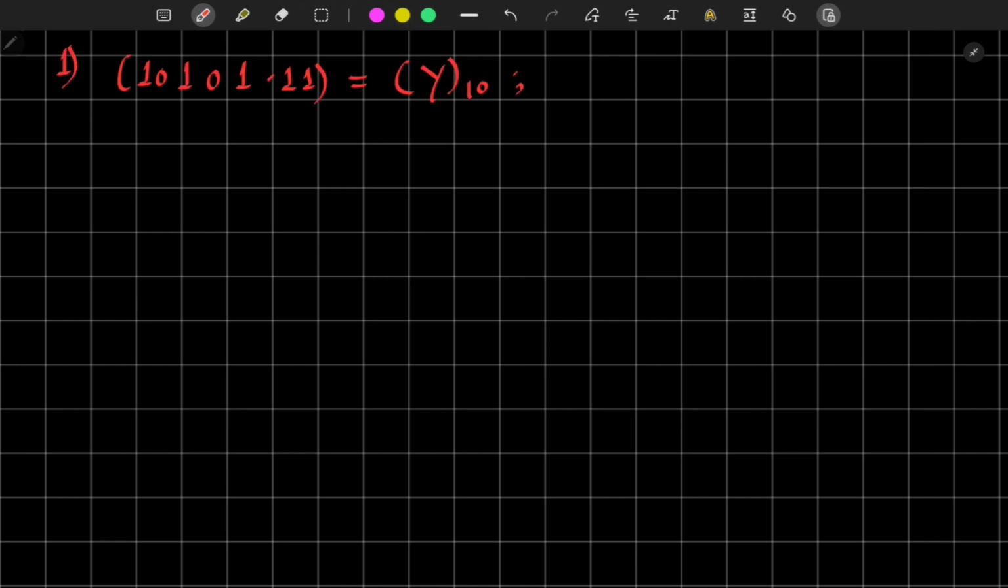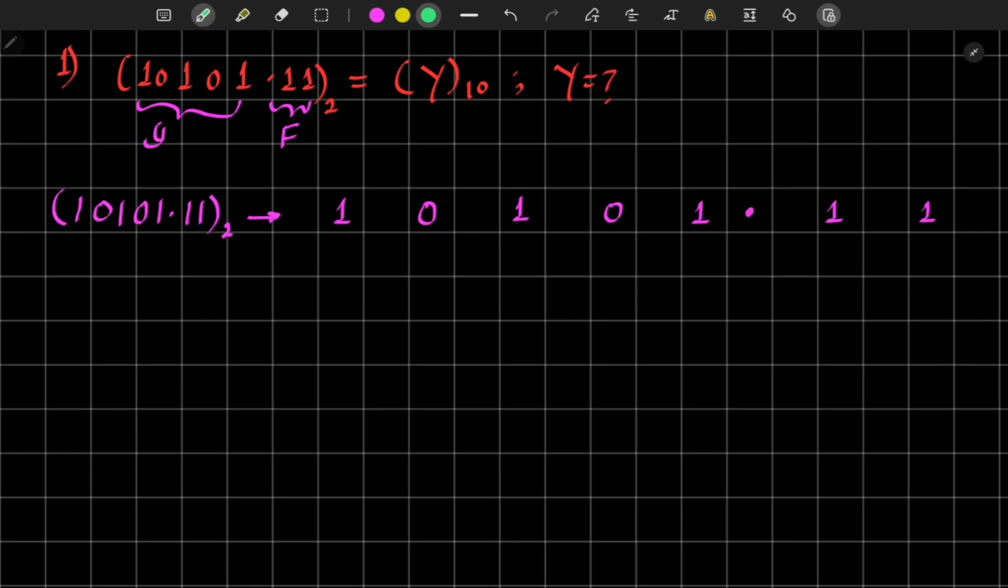The first example is as follows, and here we have to find the value of y. The given number is in base 2. Recall that this part is the integer part, and this is the fractional part. Let me rewrite this number for you in a simplified manner. Now this is the radix point, and this symbol is at position 0. This symbol is at position 1, 2, 3, 4, and this symbol is at minus 1 and minus 2.